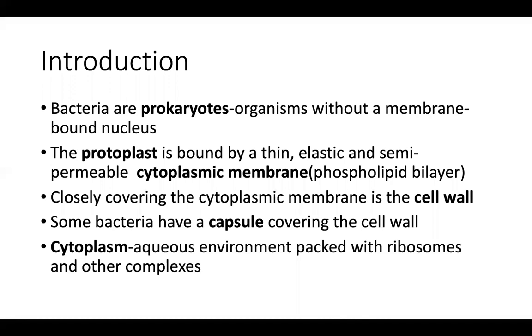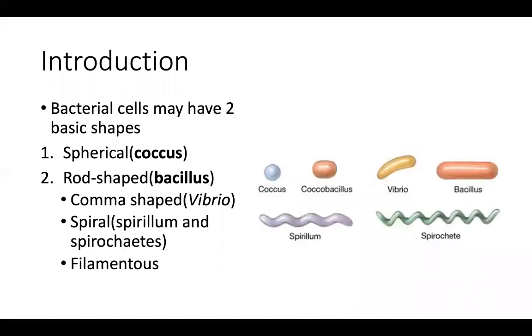So we already talked about the shapes, but this has diagrams showing us the different shapes. So we have two basic shapes. We have the coccus, that's singular, which are spherical, and we have the bacillus, which are rod-shaped. So rod-shaped bacteria, the bacilli, can also have different shapes.